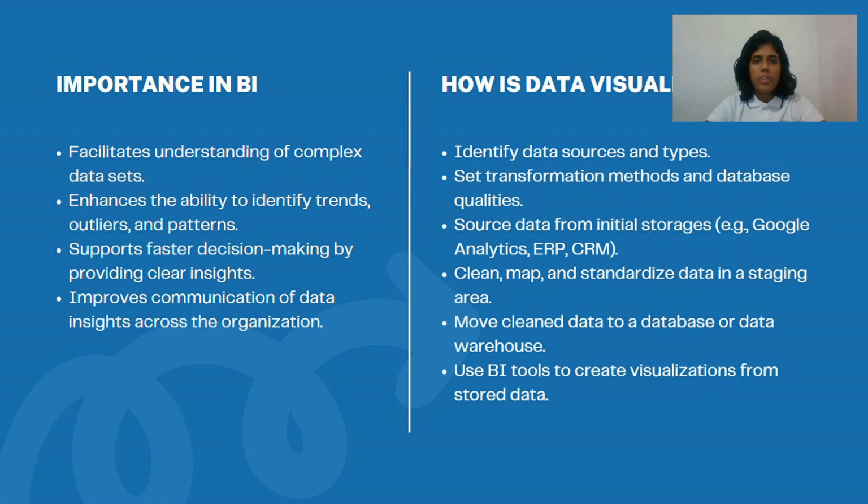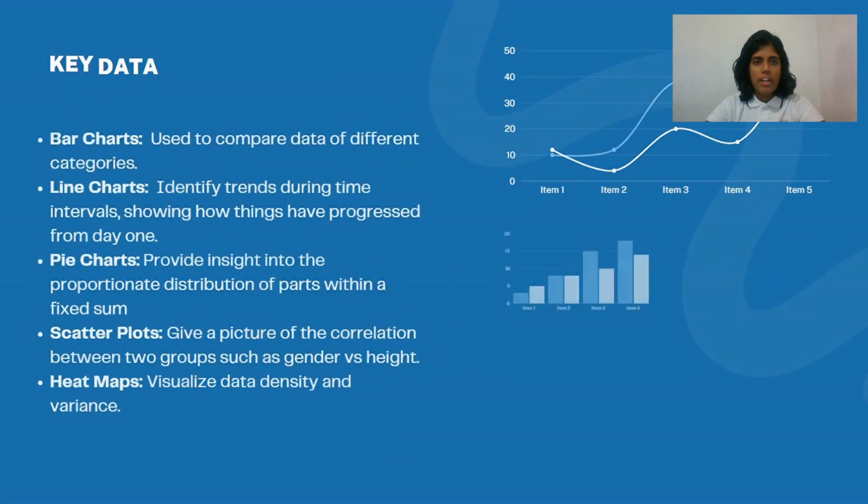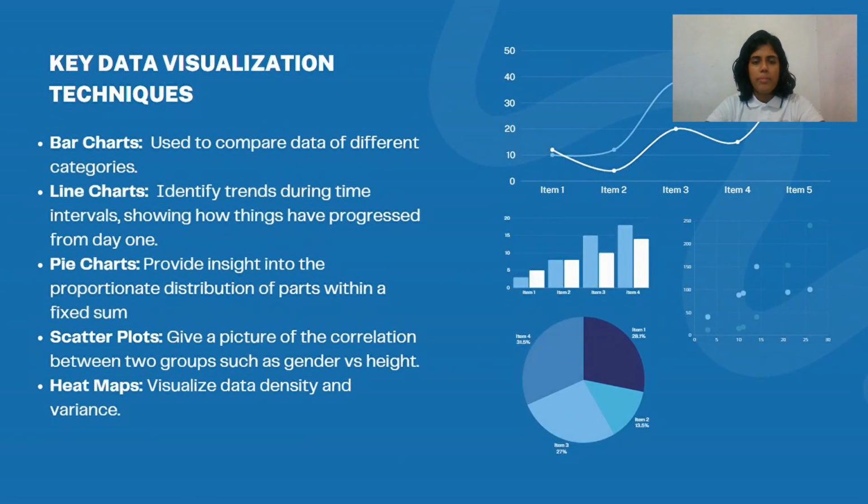Let's explore some key data visualization techniques. Bar charts are used to compare data from different categories, making it easier to see variation and trends. Line charts are useful for identifying trends over time, showing how data points change across a specific period. Pie charts provide insight into the proportionate distribution of the parts within the whole, making it clear how different segments contribute to the overall picture.